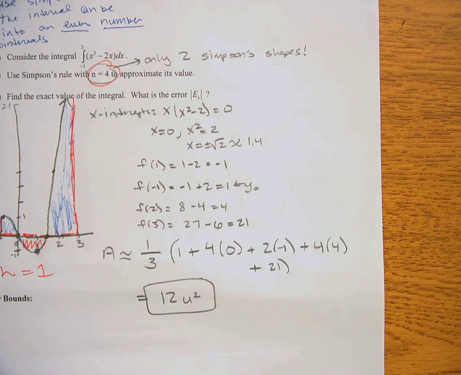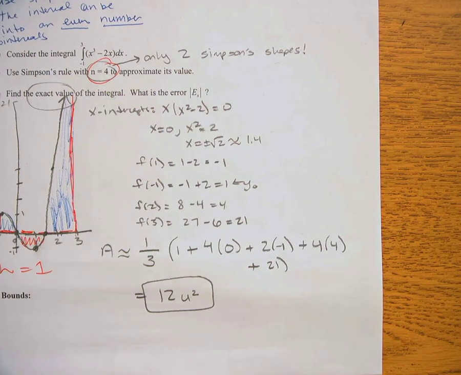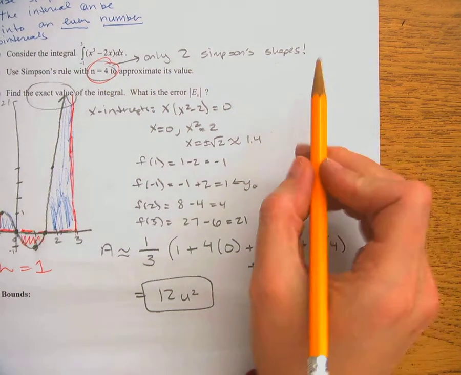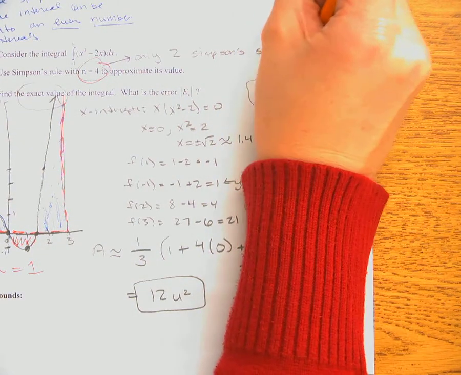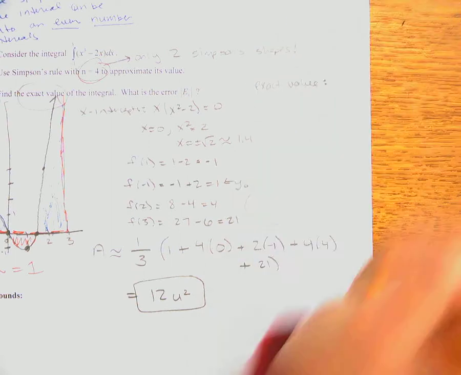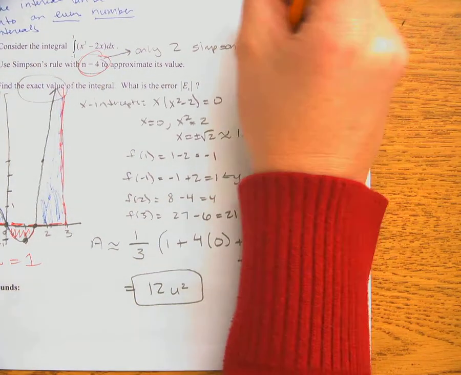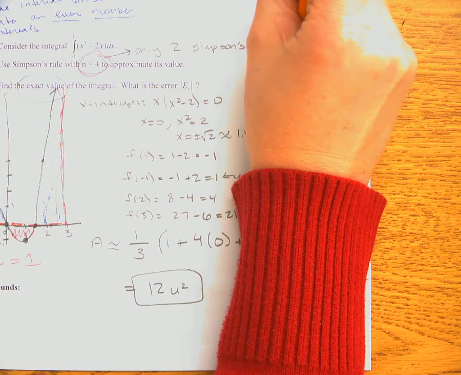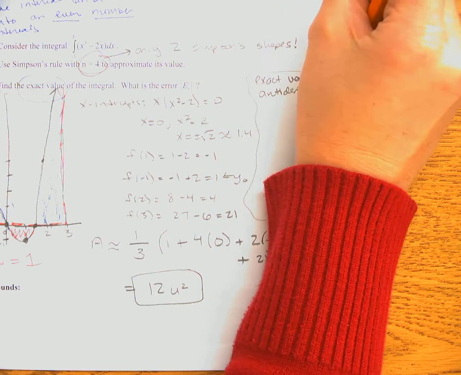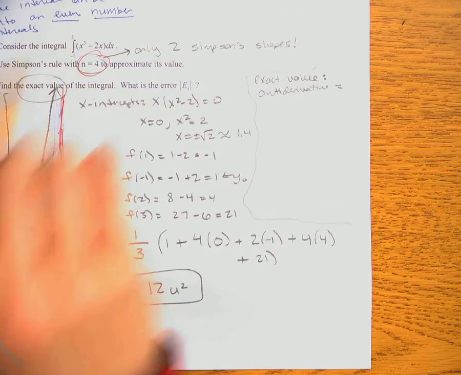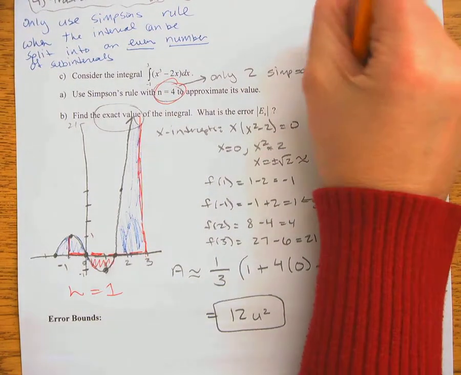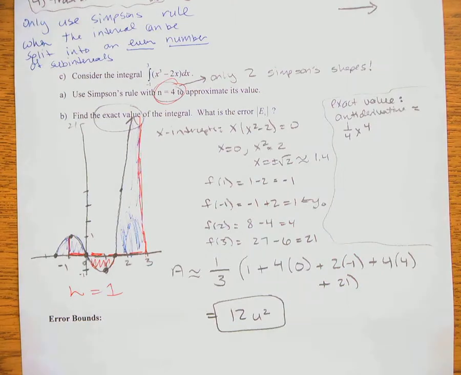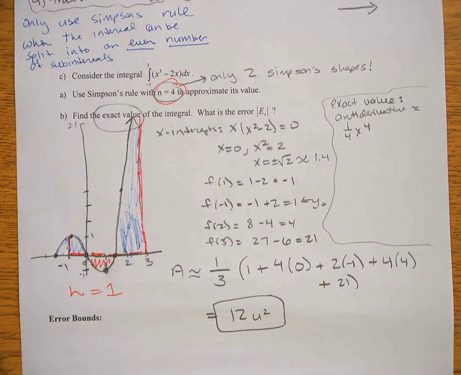Now for part B, it wants us to find the exact value, just to compare to see how close it was. So maybe I'll use this bubble over here to do the exact value. For the exact value, of course, we would use an antiderivative. So I need to go ahead and use an antiderivative of this function here. And so that would be, let's see, 1/4 x to the 4th, and then minus x squared.